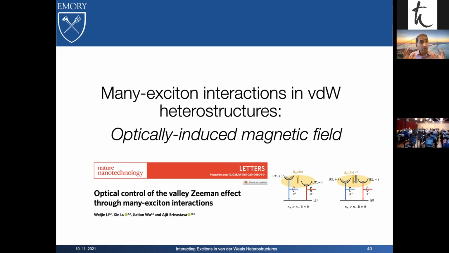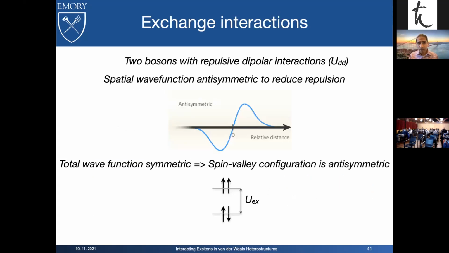So now I'm not going to talk about trapped excitons, but imagine you have interlayer excitons which are dipolar, and you put a lot of them. What can we expect? Let me give you a very, very simple picture of what one can expect. These excitons are essentially bosons. So you can think of two repulsive bosons.